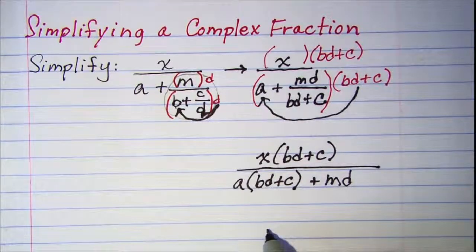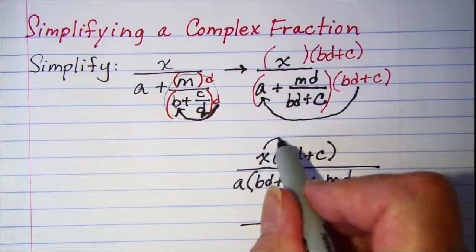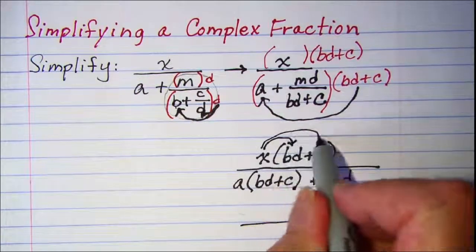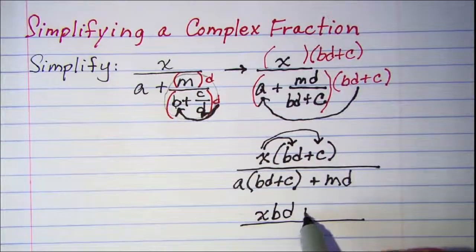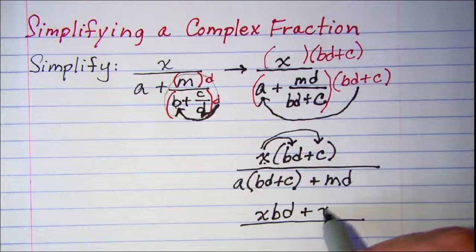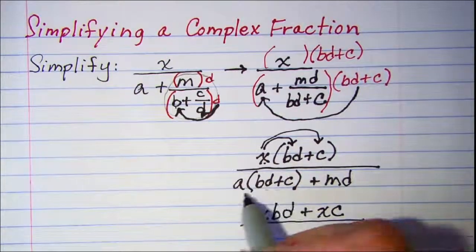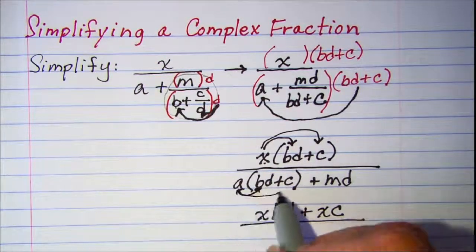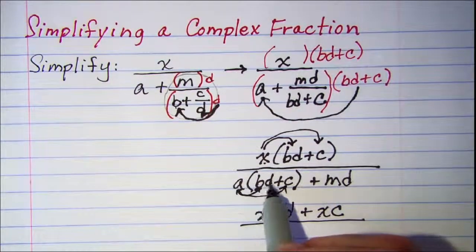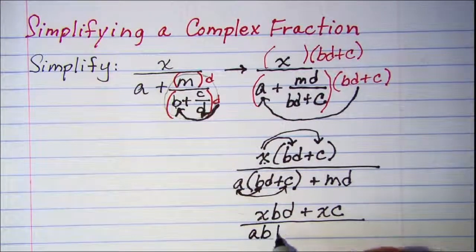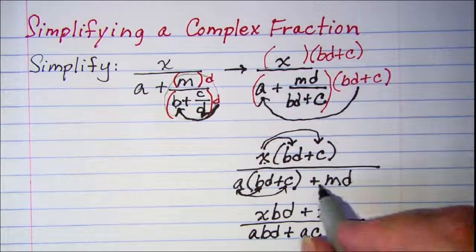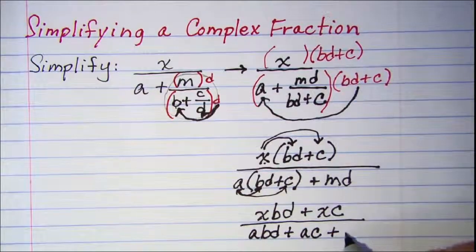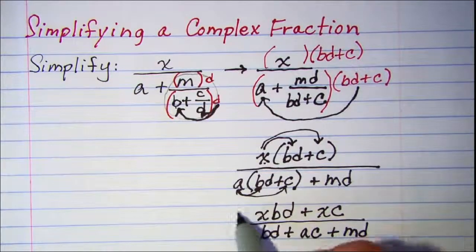So now we can simplify by distributing x into this binomial, and I have xbd plus xc, and then distribute this a into this binomial. So I have a bd plus ac, and then this last term back here is added.